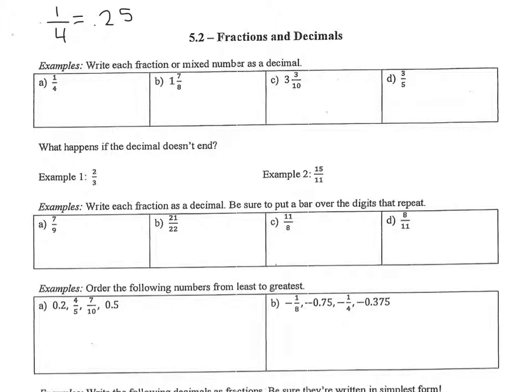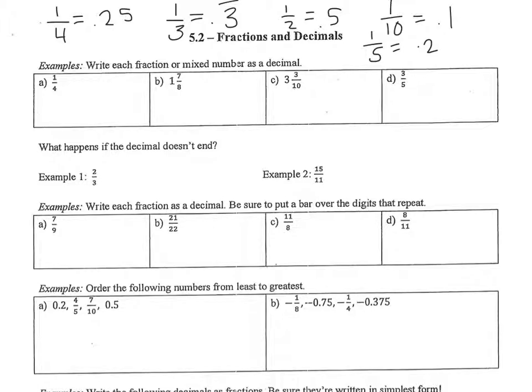I would know that 1/3 is 0.3 repeating. 1/2 is 0.5. Anything with a tenth underneath it, so 1/10, 2/10, 3/10, 4/10, 5/10, this is 0.1. And then the fifths, so 1/5 equals 0.2.